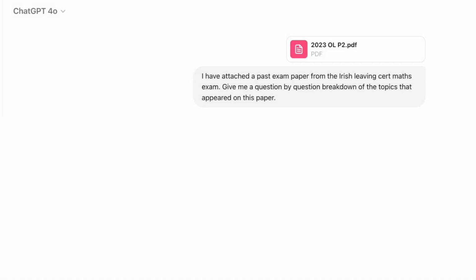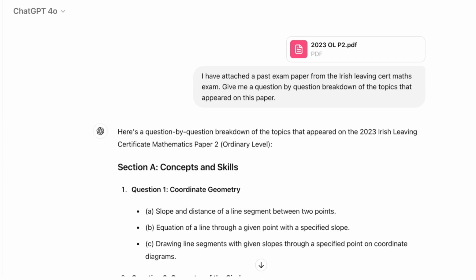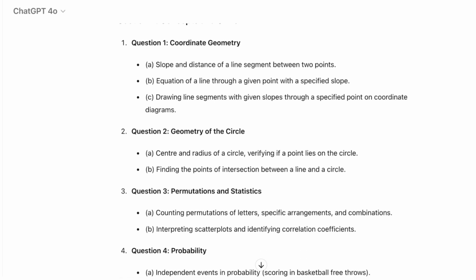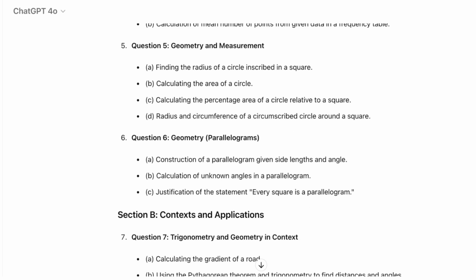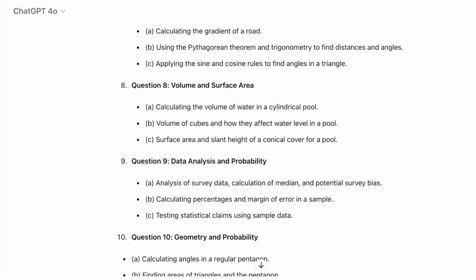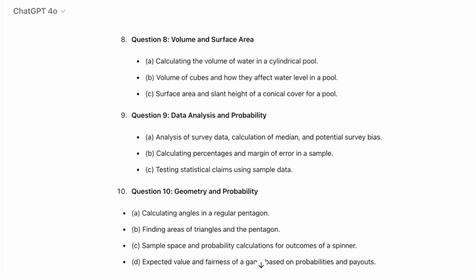To help ChatGPT get acquainted with the specifics of Leaving Cert Maths, I began by uploading the PDF of the 2023 exam paper and requesting a question-by-question summary of the topics covered. The response was impressive. ChatGPT efficiently analysed the document and accurately identified the mathematical topics in each question.